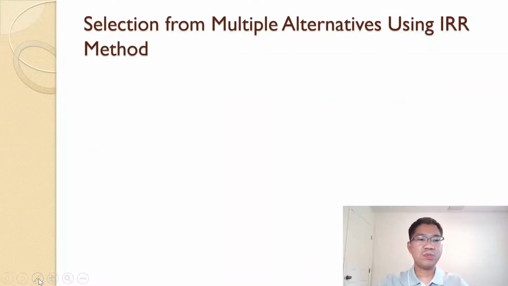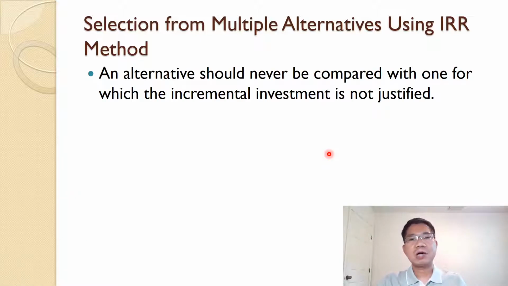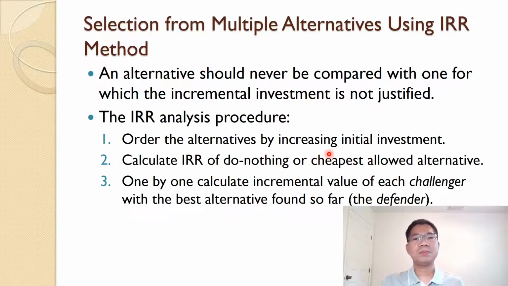Just want to review before we go back. So remember, alternatives should never be compared with one for which the incremental investment is not justified. It means we have to justify, should I put more money in? Remember my scenario, I have $2 million in the previous lesson video, right? And now we have to do that. How? The 3 steps IRR analysis procedure.